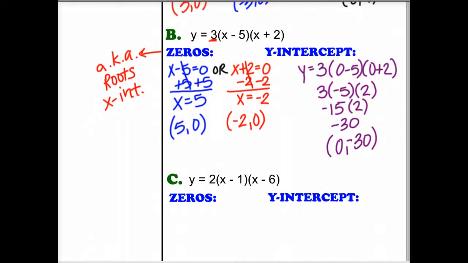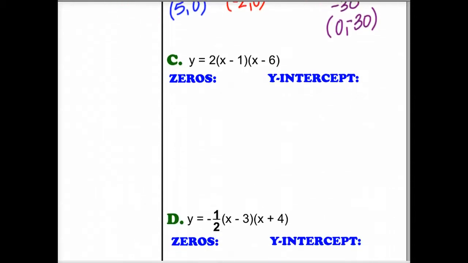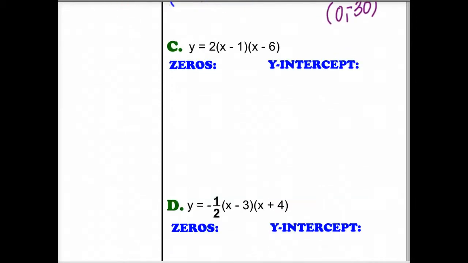I want you to go ahead and try example C. Hit pause on the video while you do that, and then press play to check your answer.